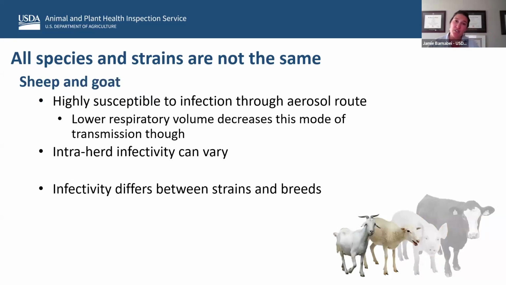And then our sheep and goats, these are our maintenance hosts. So they are incredibly stoic. There's not a really obvious clinical picture here. The infection is very, very subtle in these guys. From a research perspective, they're more susceptible to infection through the aerosol route. Because they are smaller, there's a lower respiratory volume. It does decrease their mode of transmission, breathing it back out. But you can see a lot of variable transmission rates between herds and between strains and breeds.